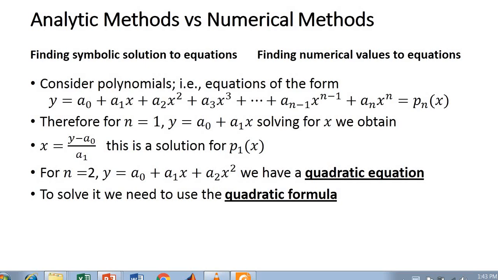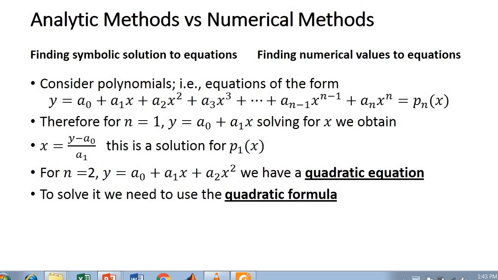Hello, welcome back. So now we want to look at analytic and numerical methods. The analytic method is interested in solving equations, finding symbolic solutions, and the numerical method focuses on finding numerical values.